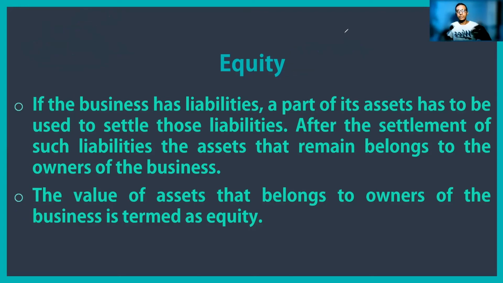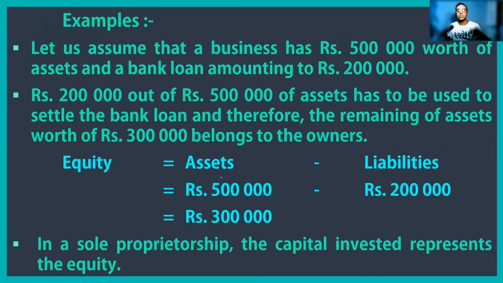Without further discussion, let's move on. Here they have taken an example as well. Let us assume that a business has 500,000 worth of assets and a bank loan amounting to 200,000. So rupees 200,000 of the 500,000 of assets has to be used to settle the bank loan. Therefore, the remaining assets worth 300,000 belong to the owner. So equity equals assets minus liability. In a sole proprietorship, the capital invested represents the equity capital.